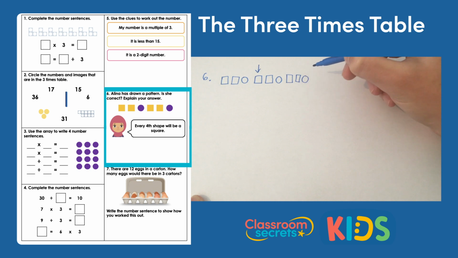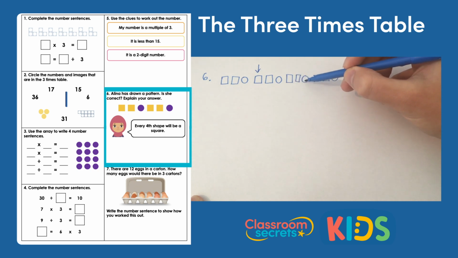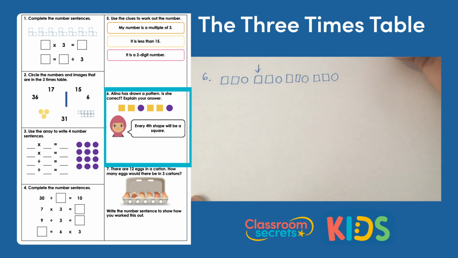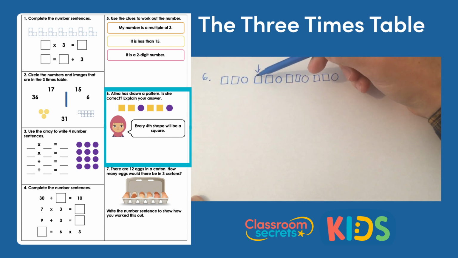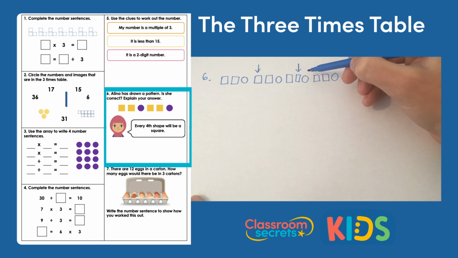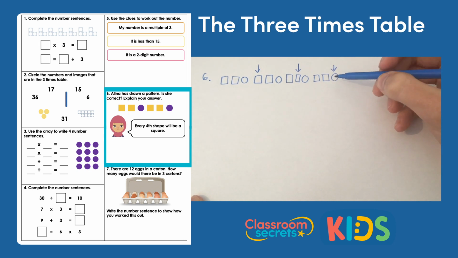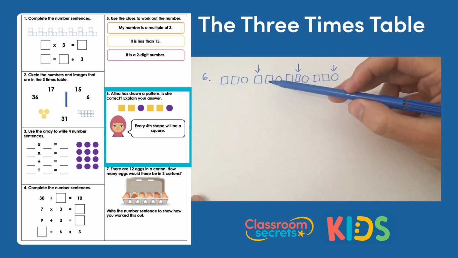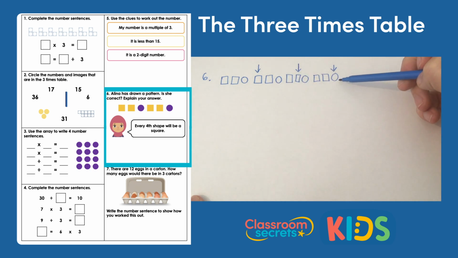This is the visual way to find the answer. So you can see I've repeated square, square, circle, square, square, circle. And let's count every 4th shape. 1, 2, 3, 4. That one's a square. 1, 2, 3, 4. That one's a square. So far, Alina's correct. But let's count on 4 more. 1, 2, 3, 4. Oh, this one is a circle. So Alina isn't correct because every 4th shape isn't a square. We've got a circle for this one here.